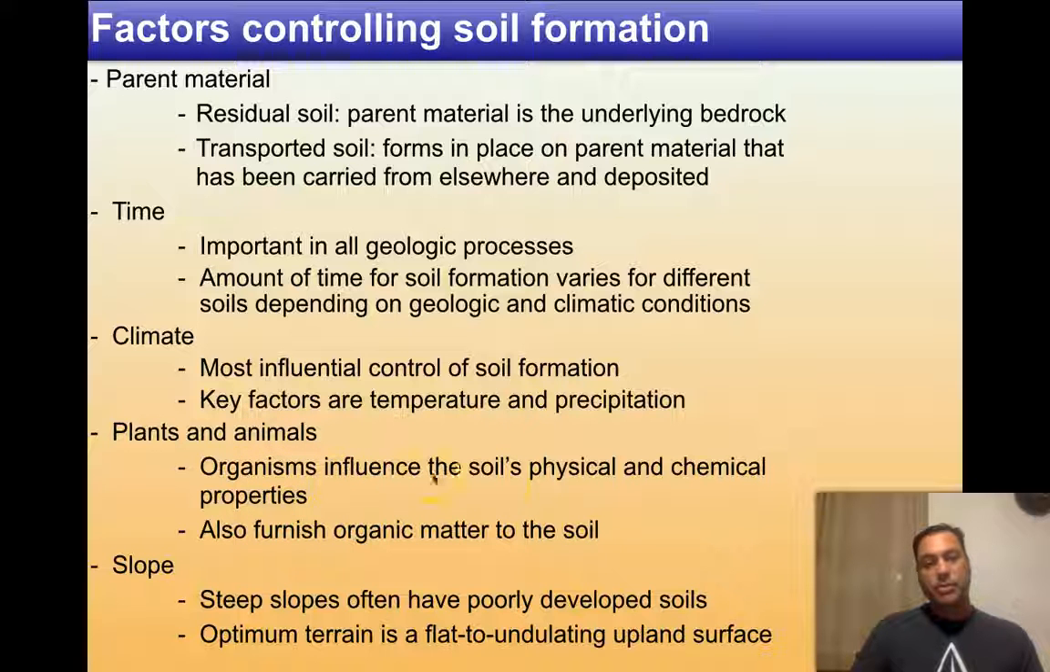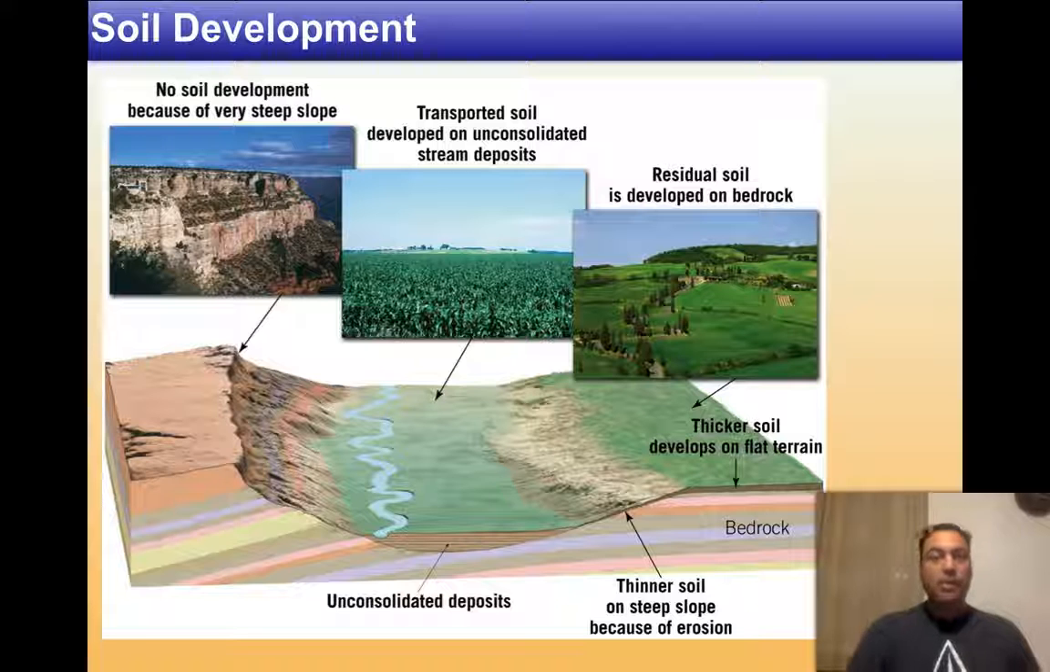Of course, the organisms influence the soil's physical and chemical properties, and they also furnish organic material to the soil. And then, of course, steep slopes have poorly developed soils, right? Because whenever the water comes, it washes it right off. And the optimal terrain is a flat to undulating upland surface. You can kind of think of the Great Plains of North America that way. There are also areas in Central Asia that are also quite good in this matter.